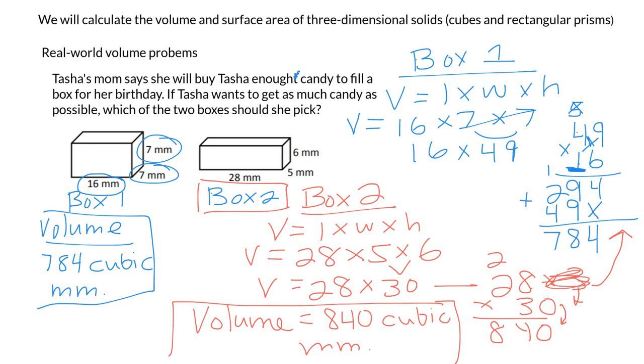Okay, now those are not really the answers to our question though. We want to figure out which of the two boxes Tasha is going to pick if she wants the most candy. So go ahead and look at these two volumes and compare them. And I see that the volume of box 2 is greater than the volume of box 1. So Tasha should pick box 2. Yay, that should be her pick if she wants the most candy.